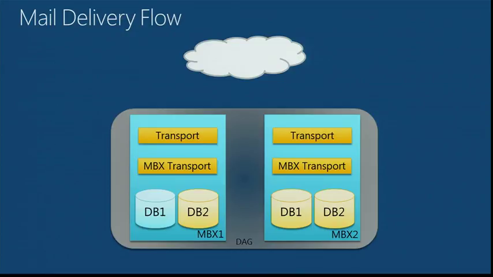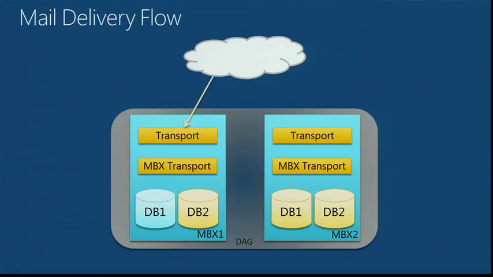So this is a very simple example of what it would look like. Here we've got mailbox 1 and mailbox 2 in a DAG. We're replicating the databases. The blue is the active copy. The yellow is the passive copy there. And again, we've got mailbox servers that we're looking at.